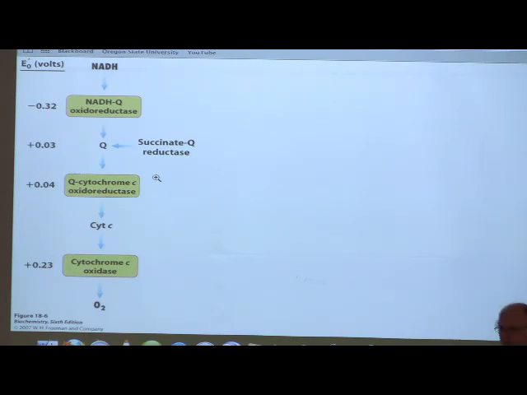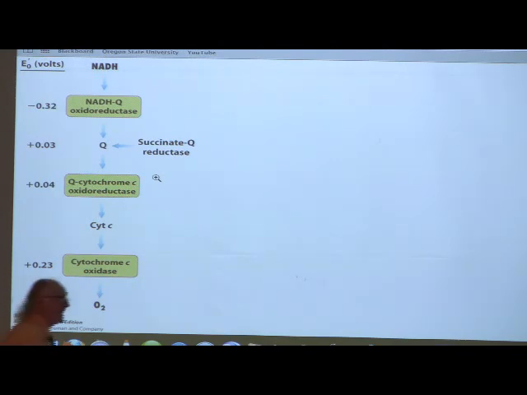The process happens as follows. NADH, which is in the matrix of the mitochondria, transfers a pair of electrons to the first electron carrier. Electrons in the process start moving in pairs, coming off of NADH as a pair. Those electrons are donated to NADH-Q oxidoreductase. I don't like that name, so let's just call it complex 1. So we transfer electrons from NADH to complex 1.